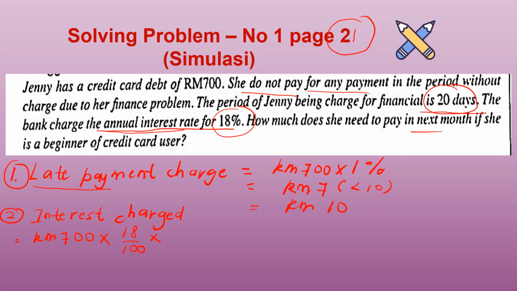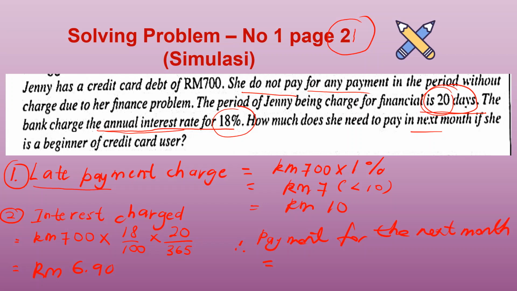Remember, I told you in the previous slide, days, how many days? 20 days. So 20 days is 365. Okay. And then you press your calculator, you will get RM 6 ringgit 90 cent. Okay, so this is the payment for the next month. She has to pay for the next month.